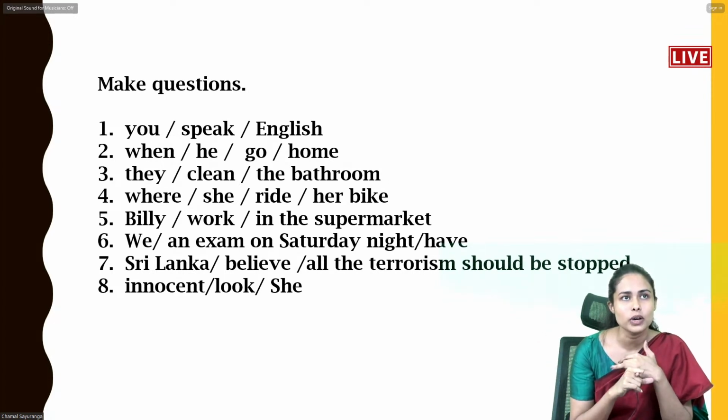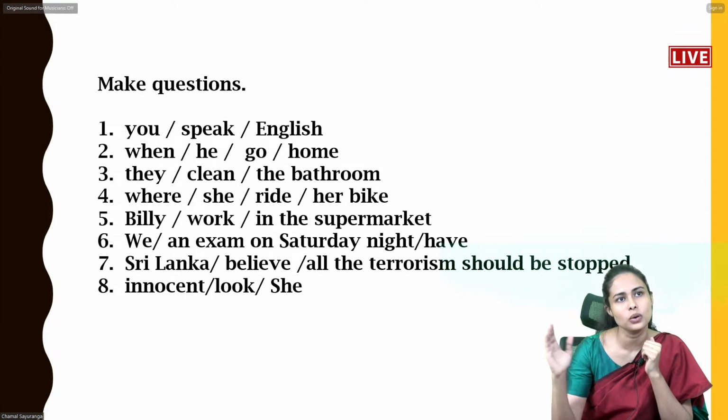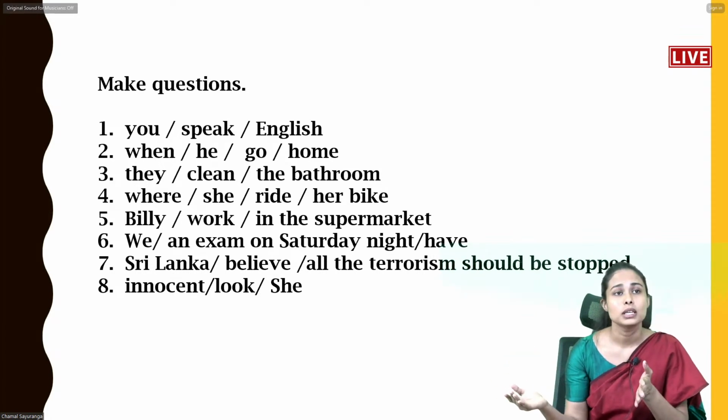Next one, second one: when he go home. When does he go home? Here there is something special. We have a WH word here, right? When you make questions with WH words, you can put the WH word at the beginning and then go with the question itself. Does he go home? It's the question, a yes or no question. Does he go home? Yes or no.